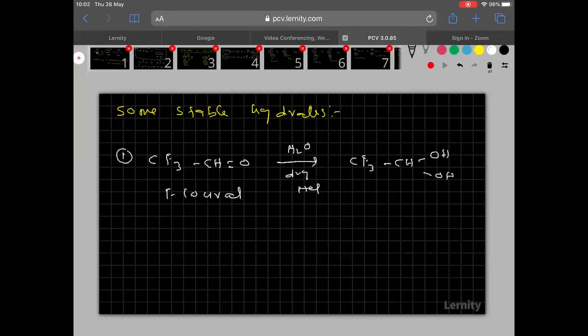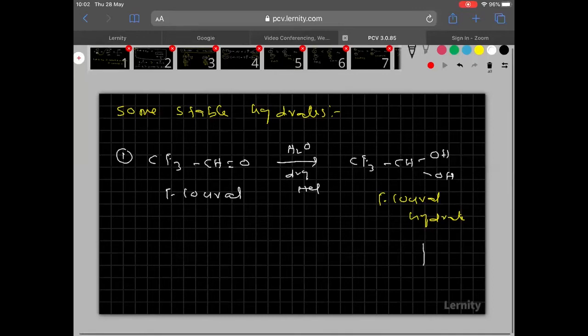2 OH groups on the same carbon, you see. So what is the name of this compound? This compound is said to be fluoral hydrate. And I told you, in spite of having 2 OH groups on the same carbon, fluoral hydrate is stable. Why? For that, let us see its structure.